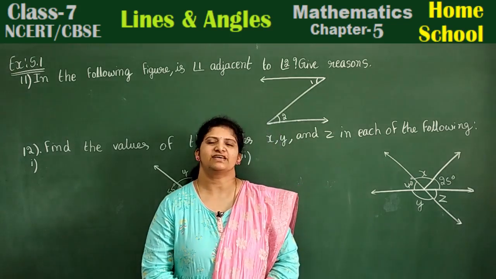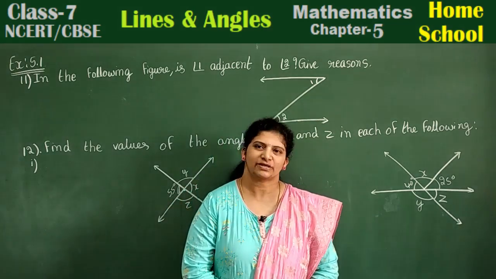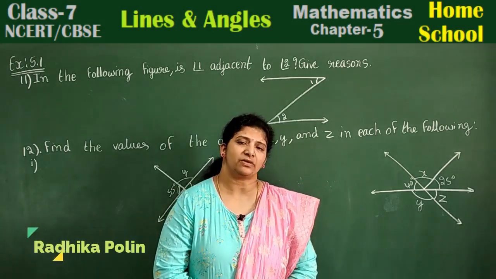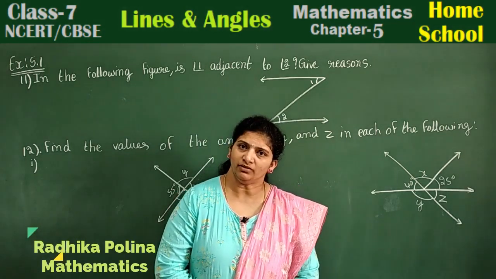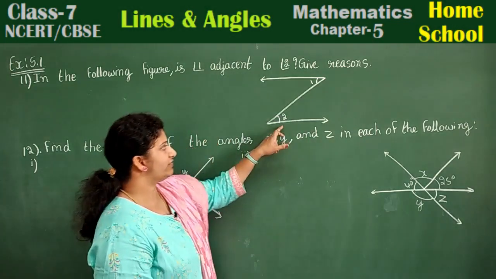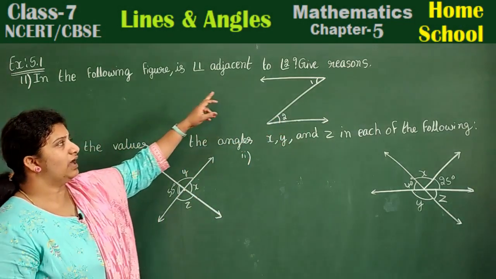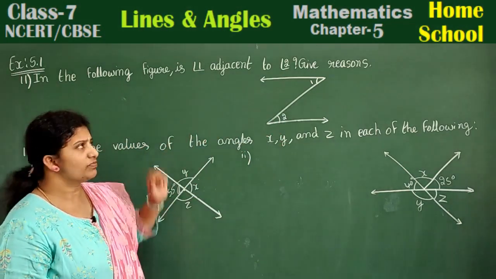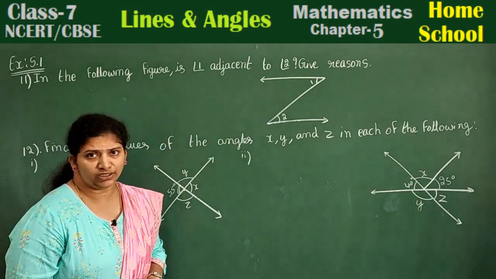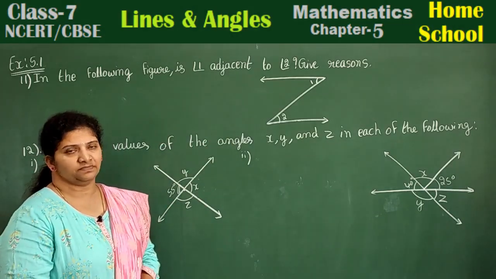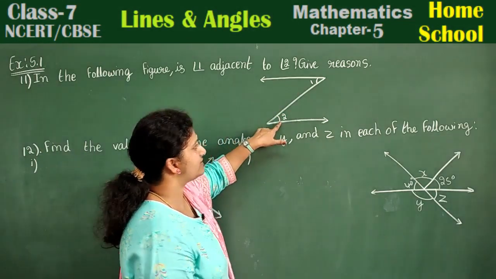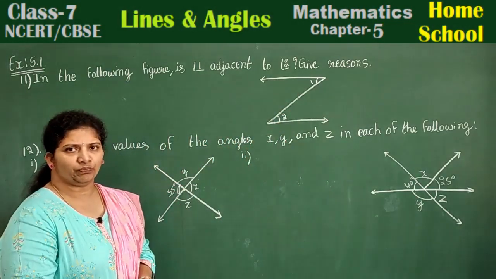This is your Class 7 Mathematics NCERT or CBSE board. We are in our Chapter 5, Exercise 5.1, problem number 11. In the following figure, you can see the figure. Is angle 1 adjacent to angle 2? Give reasons. Let's see the figure here. Angle 1, is it adjacent to angle 2?